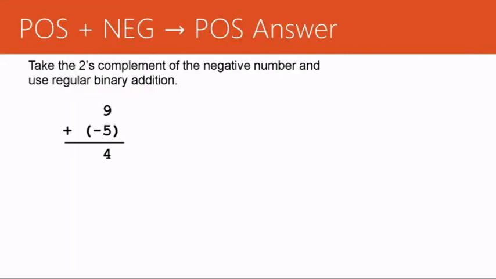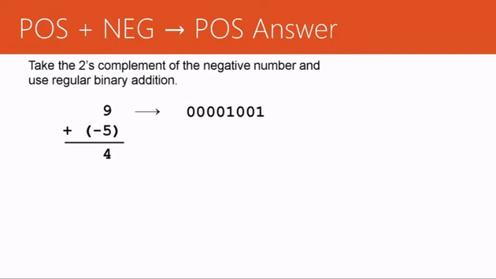Okay, so let's have an example. Let's say we're going to add a positive number with a negative number. So we have to take the 2's complement of the negative number and use regular binary addition. Let's say we have 9. First, we get the binary equivalent of 9 in 8 bits. So that is 0, 0, 0, 0, 1, 0, 0, 1. That is 9. And how about negative 5?